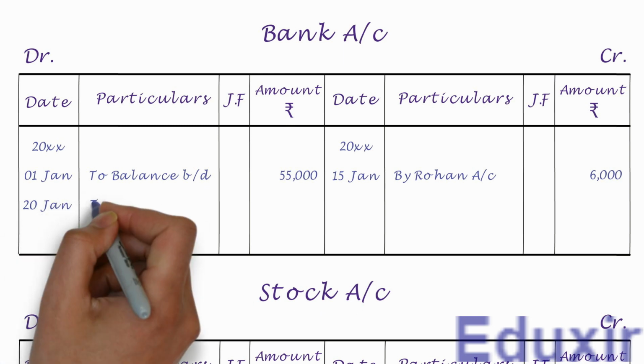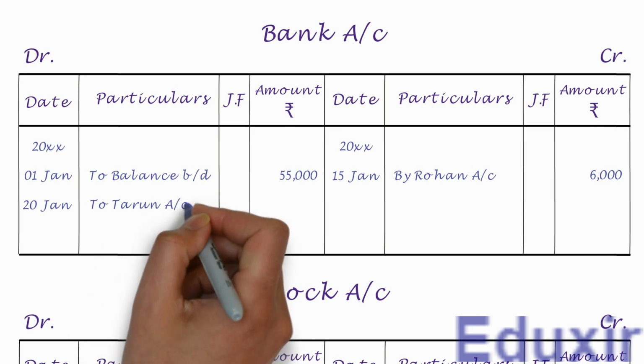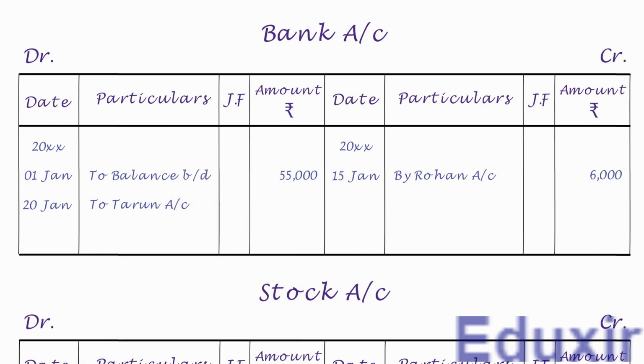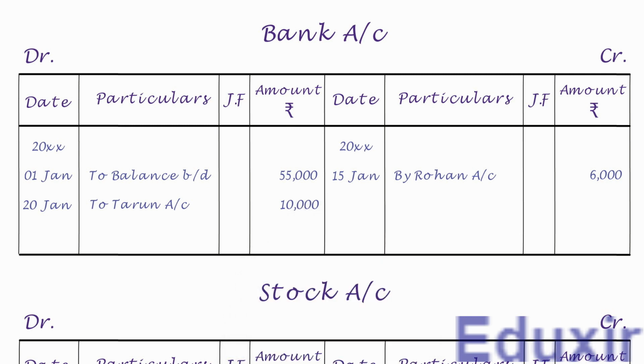We need to write to Tarun account into the particulars column. Let us write the debit amount of 10,000 rupees into the amount column. With that, we have completed the posting of this journal entry into the bank account. Let us now take up the next entry.